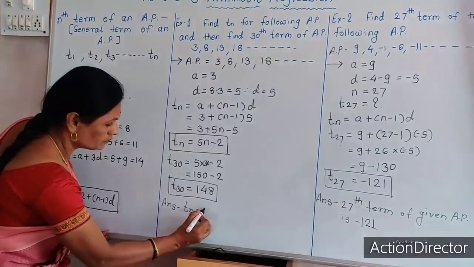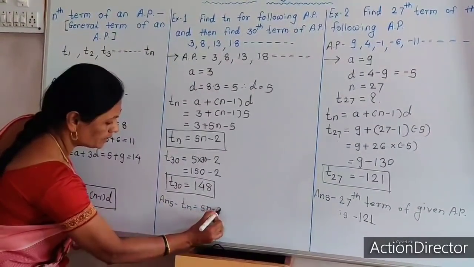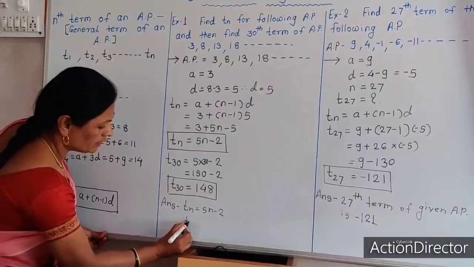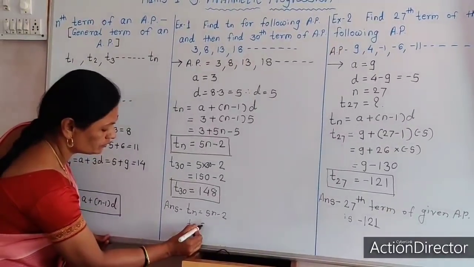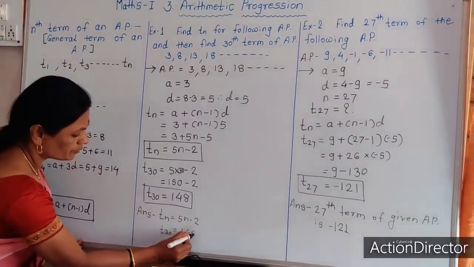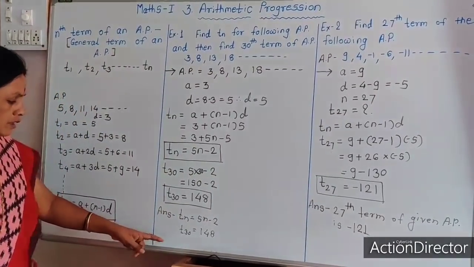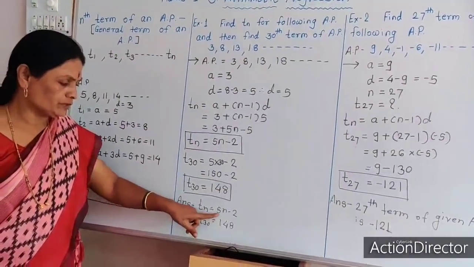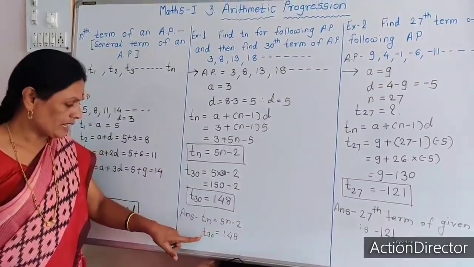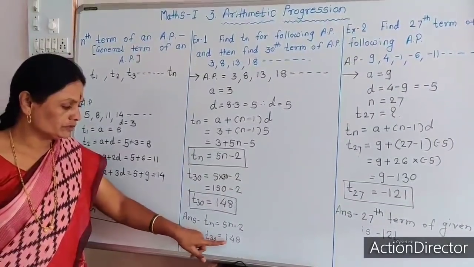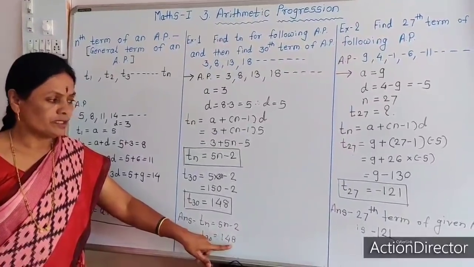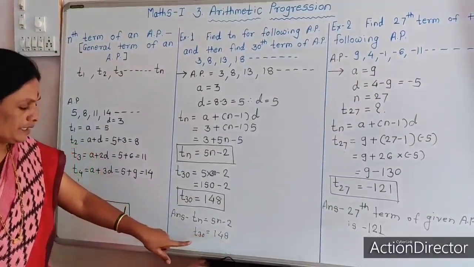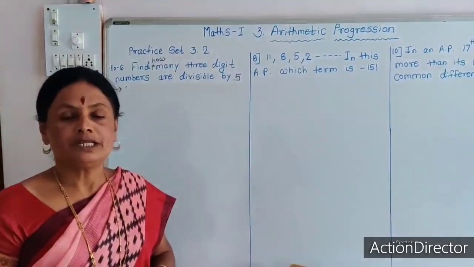Here also we write the answer: Tn is equal to 5n minus 2, the nth term, and T30 is equal to 148. Now we take the next example.